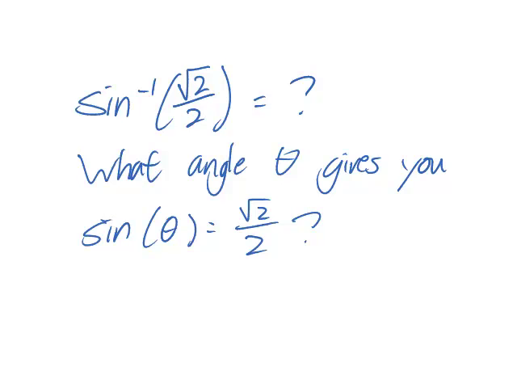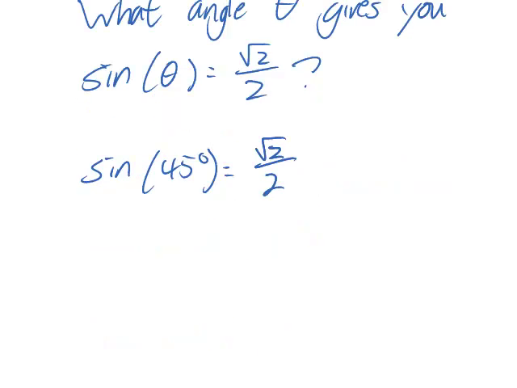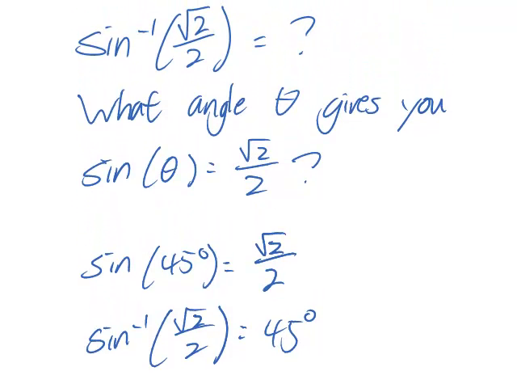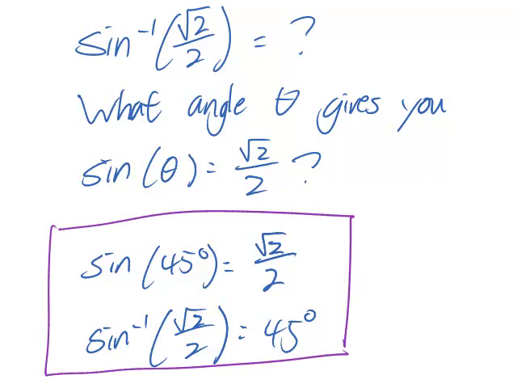For this one, if you remember, sine of 45 degrees is root 2 over 2. This is one of the special angles. So sine inverse of root 2 over 2 is 45 degrees. And so remember that for inverse functions, the input and output are kind of switched. So if you look at just these two things, the original question and what we use to answer it, these are opposites. Sine of 45 is root 2 over 2, so sine inverse of root 2 over 2 is 45.